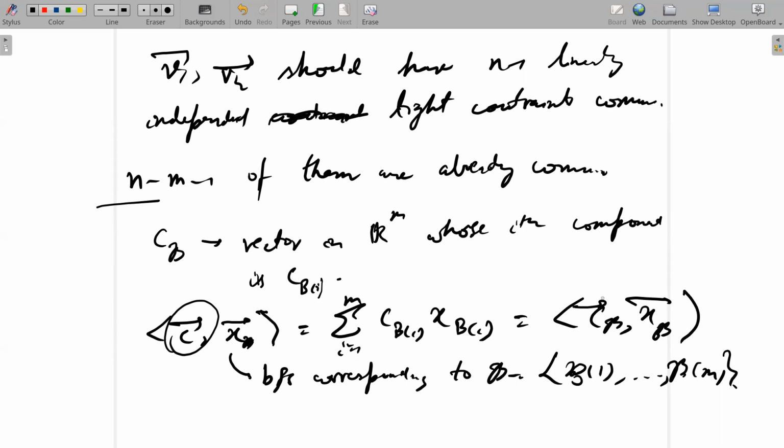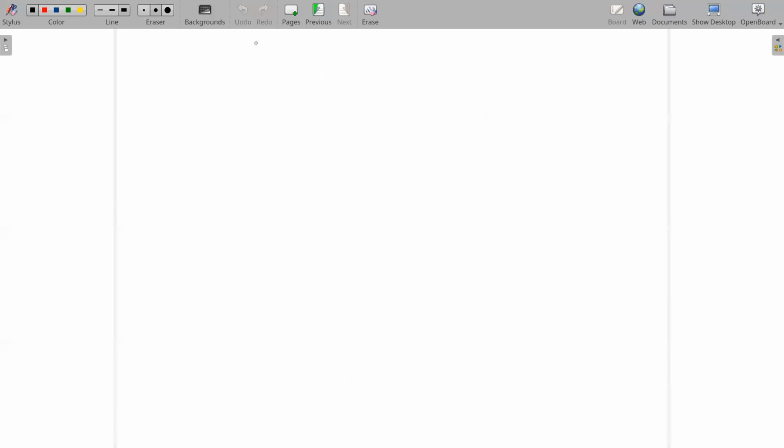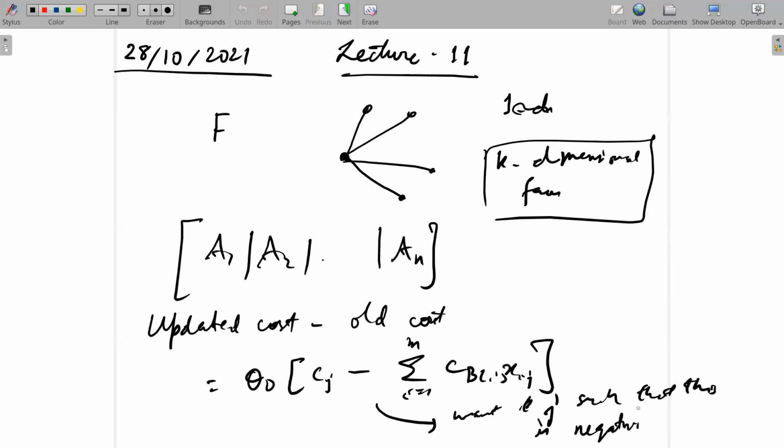So these are both vectors in R^m. X is a vector in R^n, C is a vector in R^n. But in this case, I can write this as C_B dot X_B, where both of them are vectors in R^m. So this is in R^m, this is in R^n. All right.